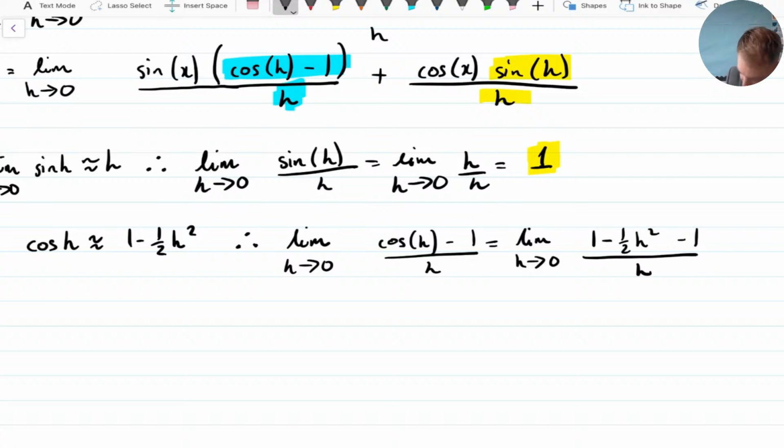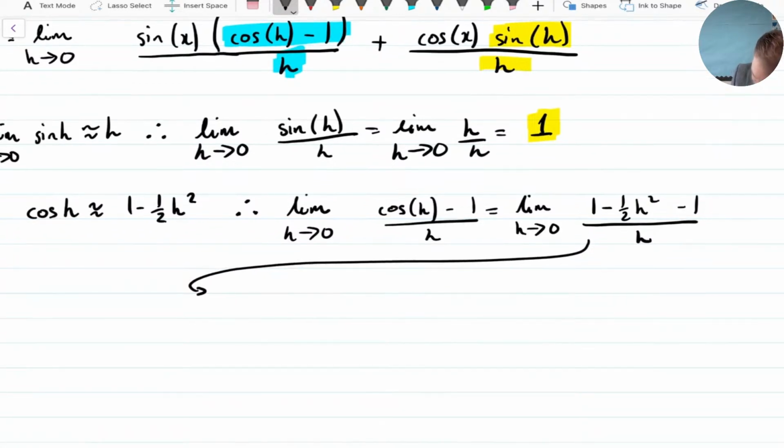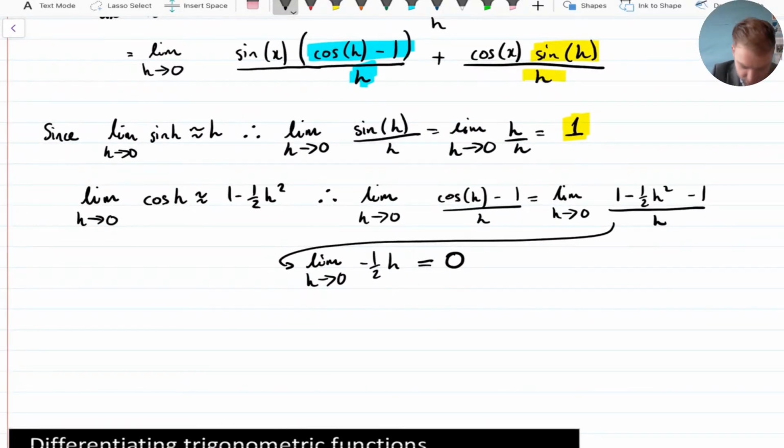So then these are all going to cancel. So we end up with, the 1 and the 1 will cancel. We end up with minus a half h. So this is equal to the limit of h tending towards 0 of minus a half h. And obviously if h is tending towards 0, then this is equal to 0. Okay, we're getting there now.